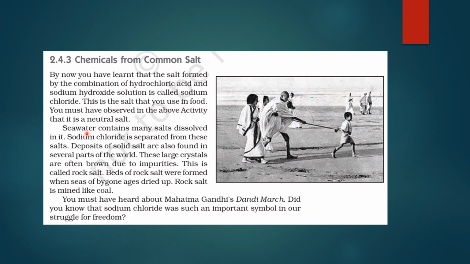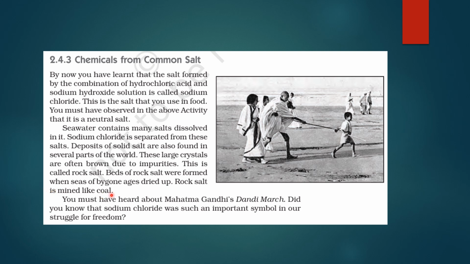Sea water जो होता है उसके अंदर भी काफी salts dissolved होते हैं, and from that you separate the sodium chloride out of it. Okay, solid salt के भी deposits हैं काफी जगह world में, and these crystals are often brown due to impurities. So this is called rock salt. Okay, now beds of rock salt were formed when seas of bygone ages dried up. Sea dry up हो जाएगा, water has gone up, so salts are left. Rock salt is mined like coal.